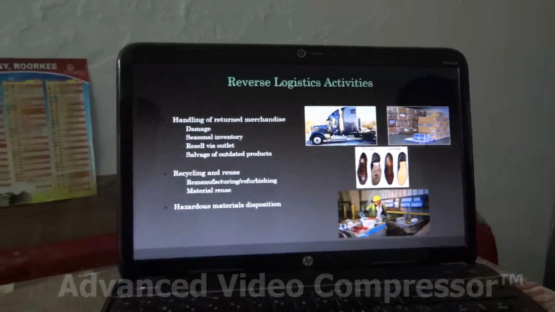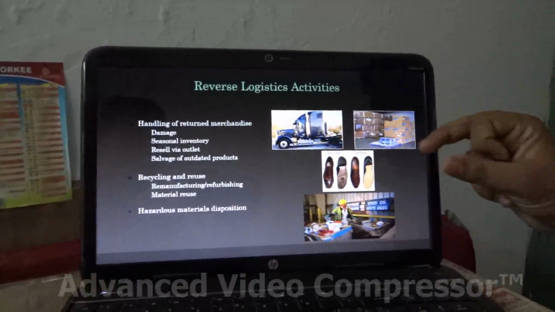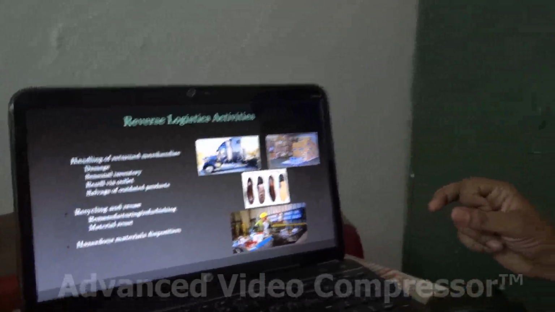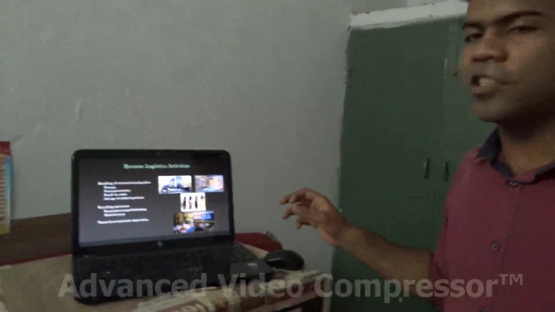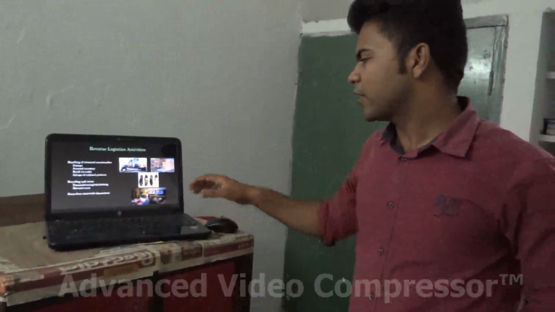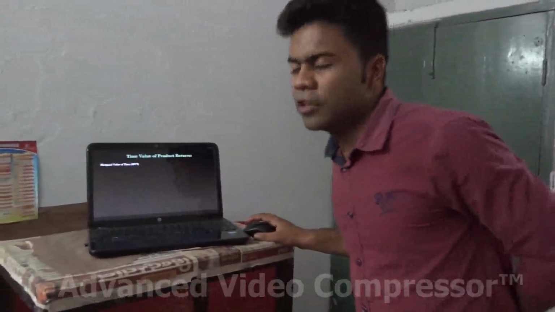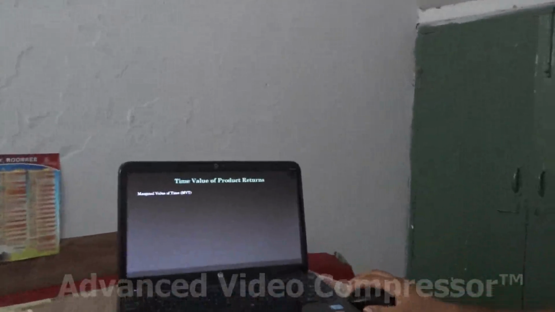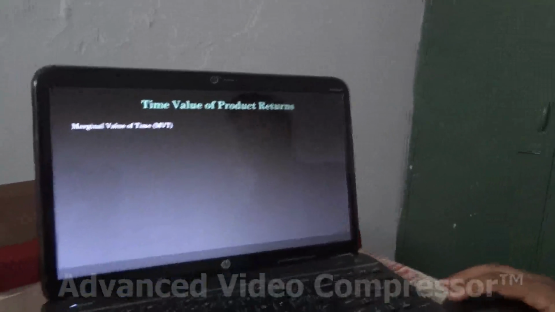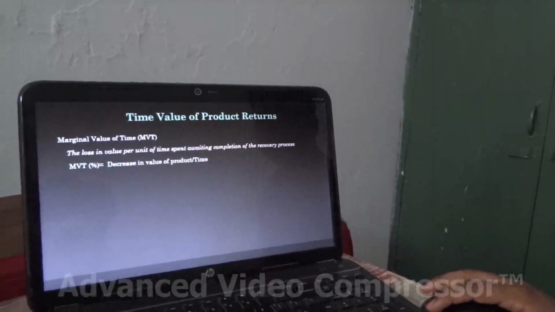Then the last process is disposition of hazardous materials or scraps. When it comes to hazardous materials, it can be domestic or industrial, and its disposal is very essential because it can damage the environment, as well as create harmful diseases in the surroundings. Now there are many concepts emerging in the industry to assess whether reverse supply chain should be followed or not. First is marginal value of time.